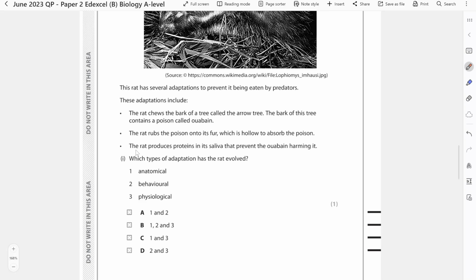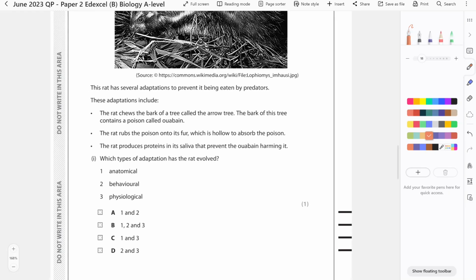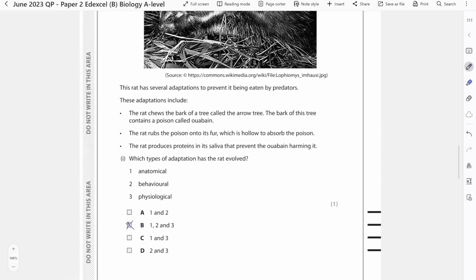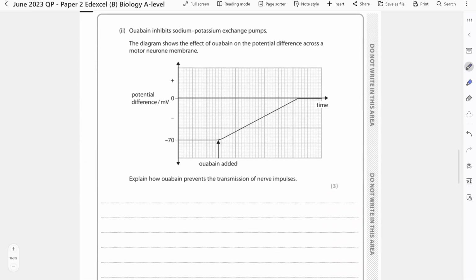And then the third statement is the rat produces proteins in its saliva that prevents the obane from harming it. So that would be physiological. So physiological refers to changes in the processes that happen in the organism. So the answer for this would be B. Let me write that down. All 3 statements.